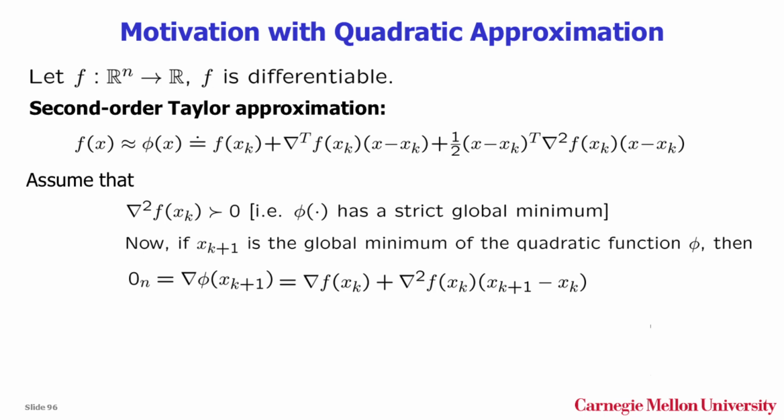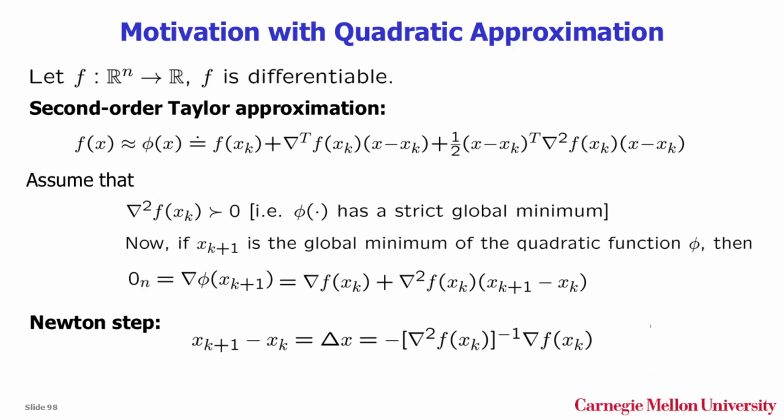It's given by the gradient of f at xk plus the Hessian at xk multiplied by xk plus 1 minus xk. The Newton step is xk plus 1 minus xk, and we can see that it is equal to the negative inverse of the Hessian multiplied by the gradient. Rearranging these terms, we obtain the update rule of Newton's method.